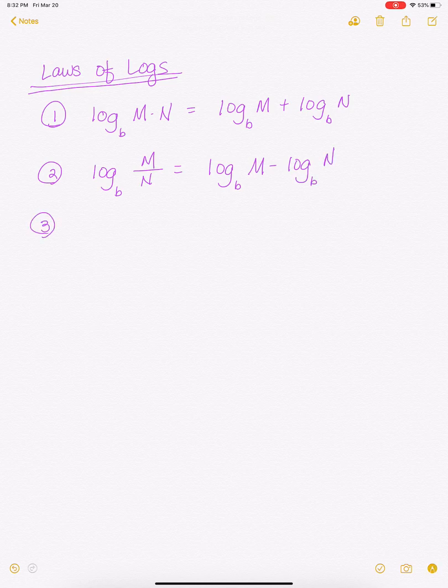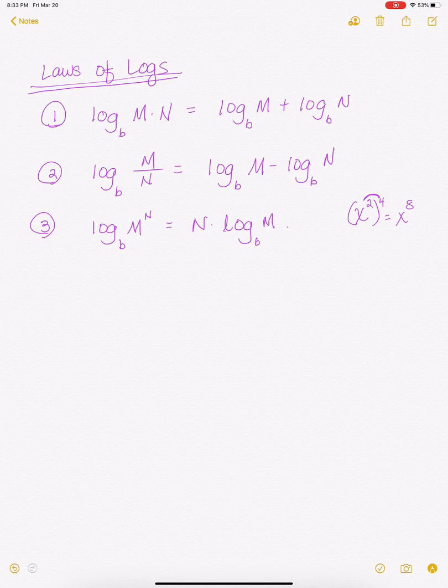All right, and then the third law that you're going to need to know is the power rule. And remember, if you've got a power raised to a power, so let's just say we had x squared and that was raised to a power. All right, what would I do here? Well, I would multiply these exponents, and that would give me x to the 8th. All right, the power rule, if I've got some log and I've got the argument and it's raised to a power, my power rule tells me that I can bring that power out front and multiply it. So I'm going to bring that power out front. It's going to be n times log base b of m.